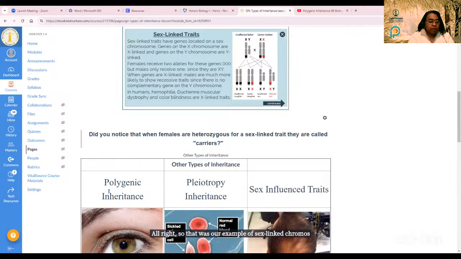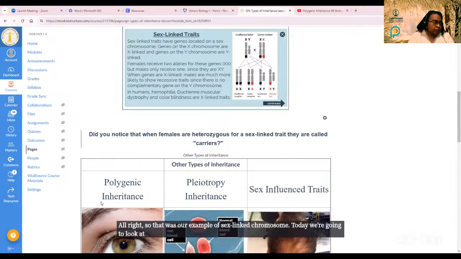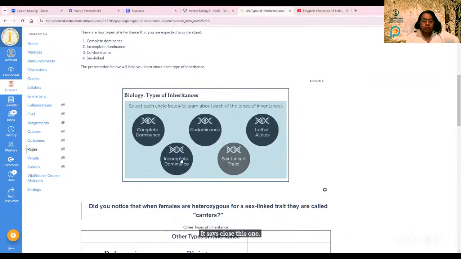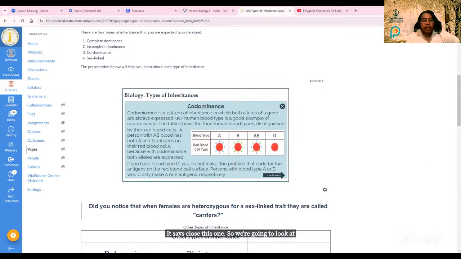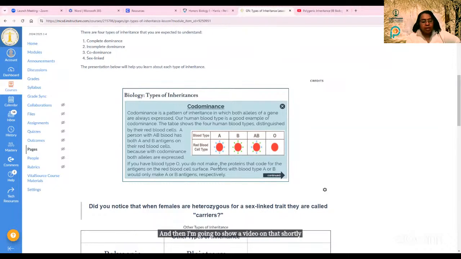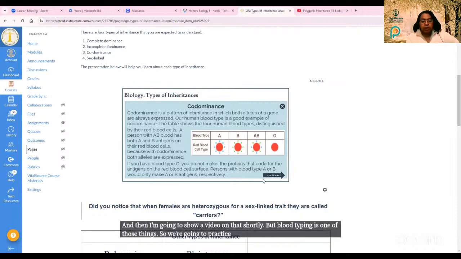Today we're going to look at polygenic inheritance, which is multiple. So let's look at that one. Let me close this one. Actually, we're going to look at codominance first. And then I'm going to show a video on that shortly. But blood typing is one of those things. So we're going to practice a grid on blood typing.